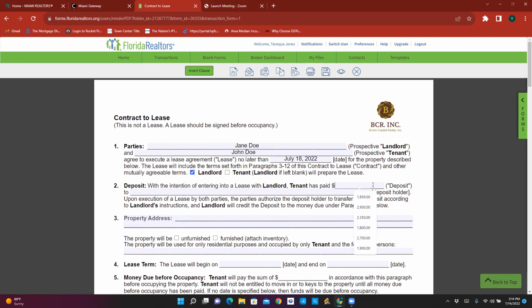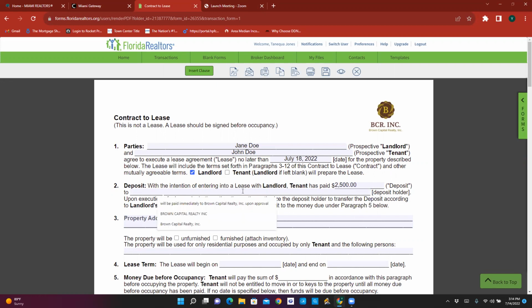So let's say, for instance, that the rent for this particular property is $2,500, and the potential tenant wants to do the deposit for the same amount. We will put $2,500, and then the deposit holder is the company who's holding the deposit.